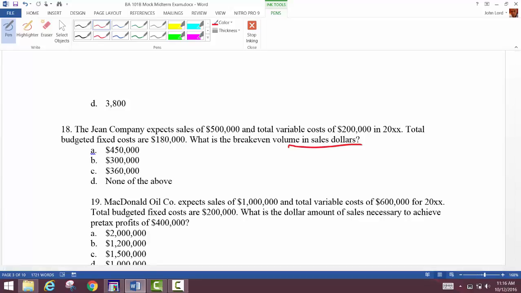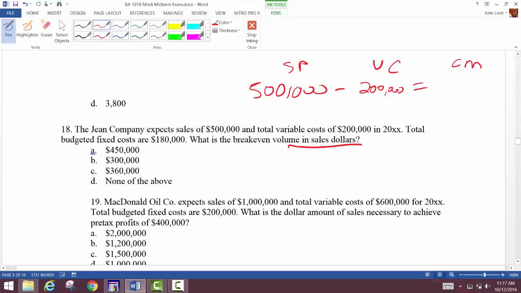We have our expected sales are 500,000 minus our variable cost of 200,000. Right, Omar, means my contribution margin is how much? 300,000. Good. I take the 300,000, I divide that by the 500,000 sales price, and you're saying I get a contribution margin ratio of 0.6.